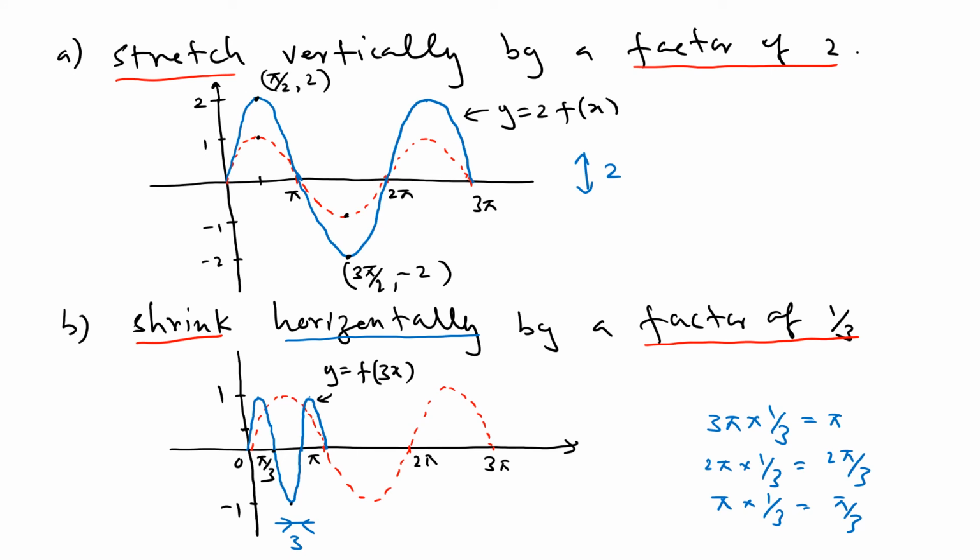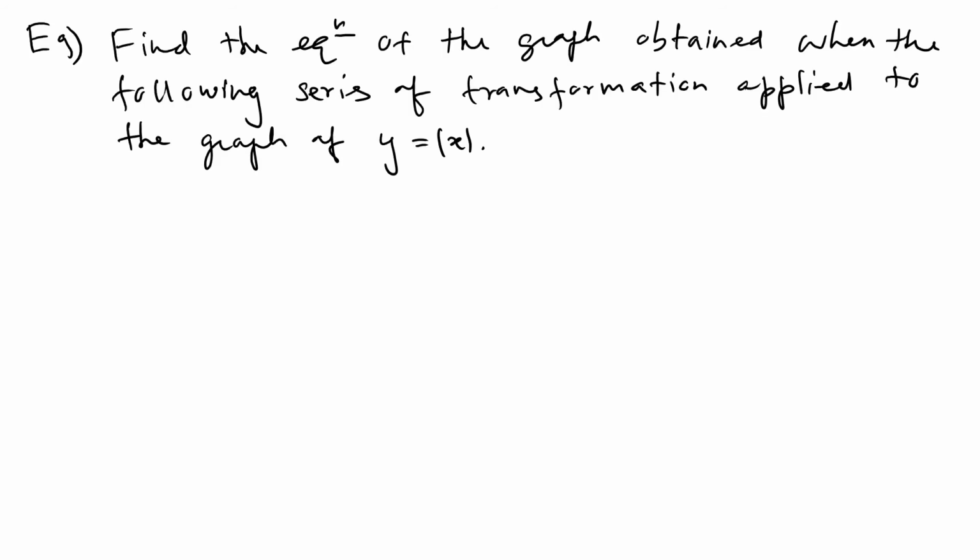So let's do a few more examples just to make sure that we understand this. Otherwise, the theory is over. So what the question is: find the equation of the graph obtained when the following series of transformations is applied to the graph of y equals f(x). So what are the steps?